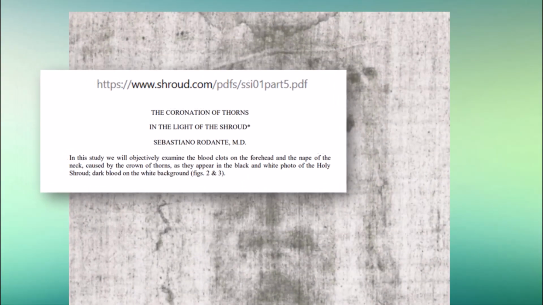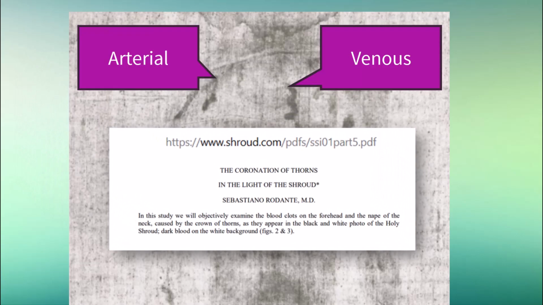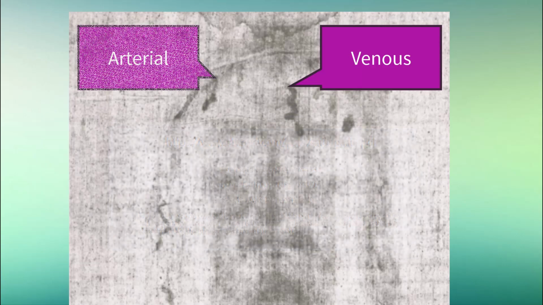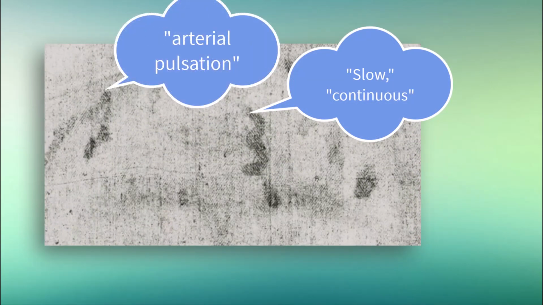The many stains on and around the head require a little more discussion. Dr. Sebastiano Rodante reports that this forehead stain comes from the veins, and this from the arteries. He notes the slow and continuous blood from the veins compared with the arterial pulsation. He also highlights the anatomical location of punctures. This is more evidence, then, that the shroud looks real.